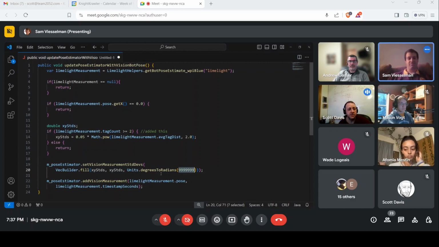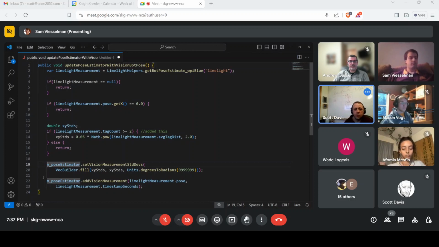I see. So line 19, which wraps to line 20, is basically a configuration to say, consider whatever I give you as the standard deviation. Then on lines 22, 23, you're actually giving it the updated pose from the April tag. That's exactly right. On line 19, you're reconfiguring how much to trust the pose on every single update, and then you're doing the update. Okay, that makes way more sense to me now that you've explained it.